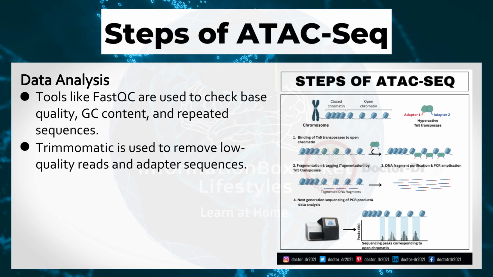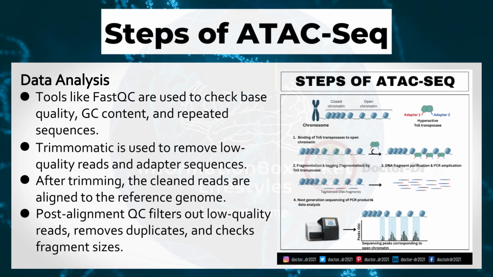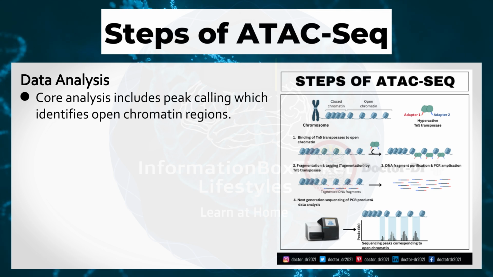Trimmomatic is used to remove low-quality reads and adapter sequences. After trimming, the cleaned reads are aligned to the reference genome. Post-alignment QC filters out low-quality reads, removes duplicates, and checks fragment sizes. Core analysis includes peak calling, which identifies open chromatin regions.